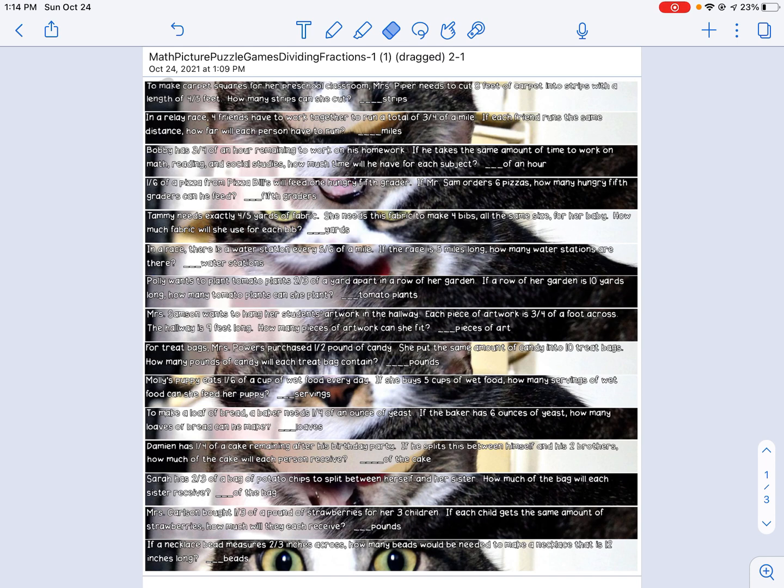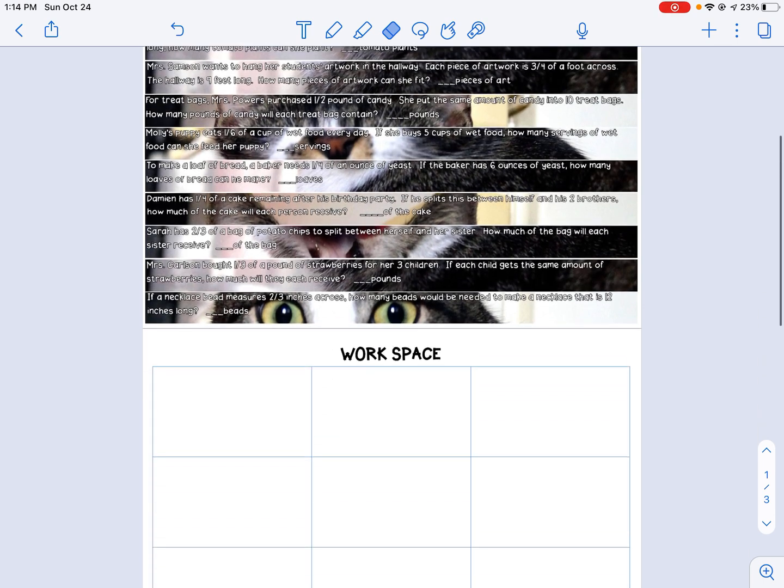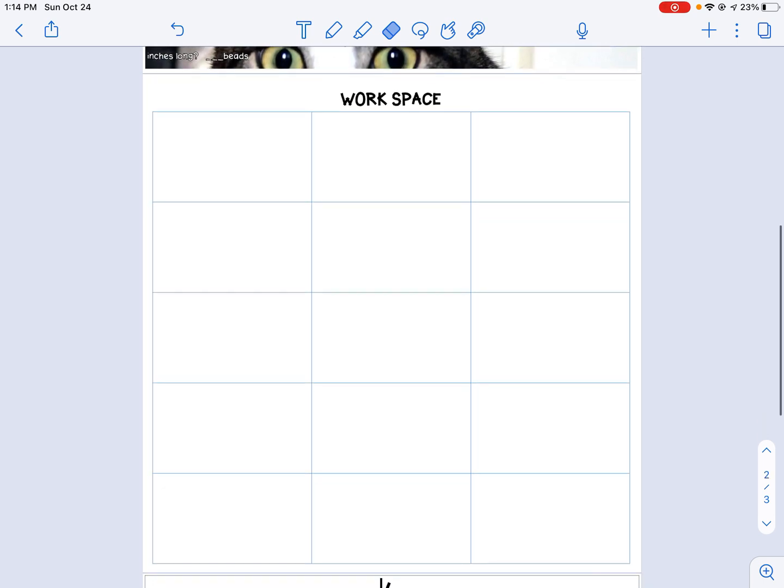The first problem says, to make carpet squares for her preschool classroom, Mrs. Piper needs to cut 8 feet of carpet into strips with a length of 4/5 feet. How many strips can she cut? Okay, so on my extra piece of paper, remember yours does not look like mine, I'm going to have my 8 strips of paper, and we're cutting it into 4/5 pieces.